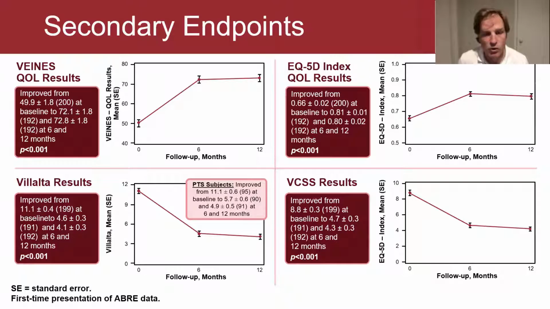When we look more closely at the Velocity score, you can see that the starting median Velocity of 11 improves to 4.9 at 12 months, indicating that the majority of patients went from being classified as having moderate post-thrombotic syndrome to having no post-thrombotic syndrome, which is obviously a significant outcome for the patient population with this disease.